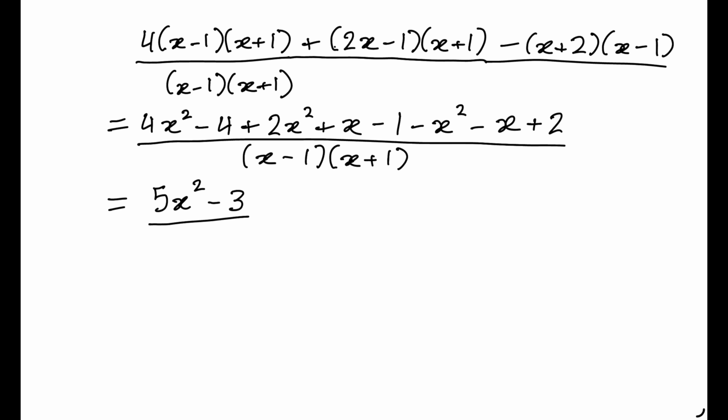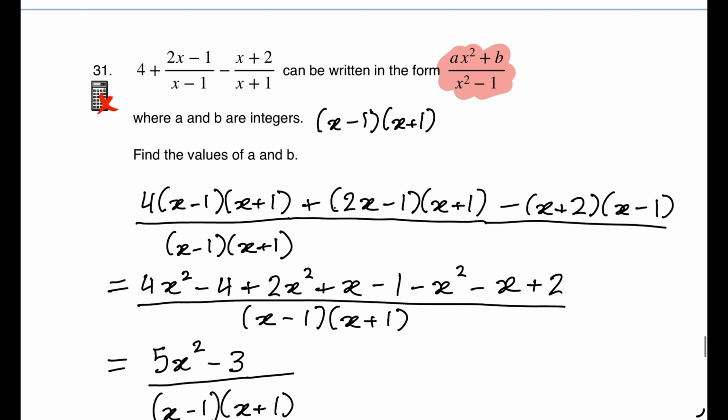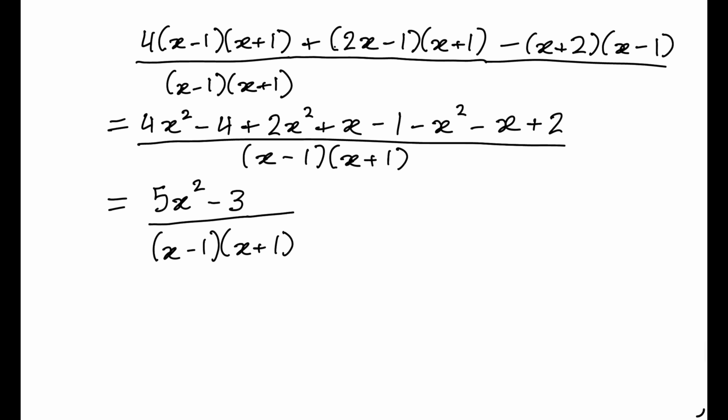Over x minus 1, x plus 1. Now, we're almost there. If I expand this bracket, I get 5x squared minus 3 over x squared plus x minus x, so that cancels down to 0, and I end up with negative 1 only.